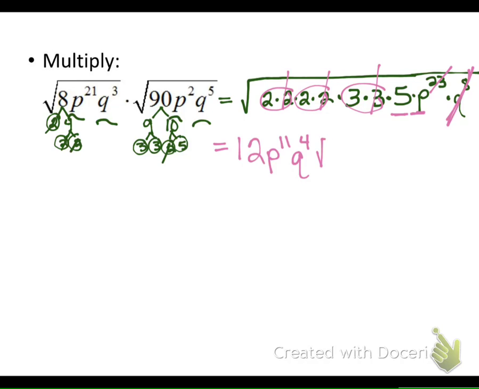So now we need to focus on the radicand. What number is going to stay inside the square root sign? 5 and a p. Okay. What variable stays on the inside? Why does that p stay on the inside? Because it's not even. Because it was an odd one. Yeah, it had an odd exponent.